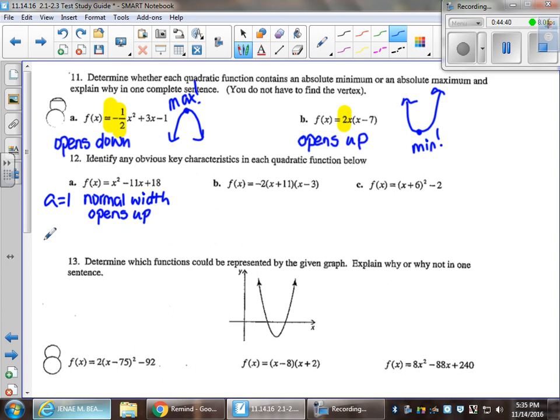I also know that C is 18, so my y-intercept is at 0, 18. That's as much as I can do without doing math. I can look at A and tell if it's normal, wide, or narrow, how it opens, and then my C value is my y-intercept when I have standard form. Pause here, try B on your own. What can you get from B?